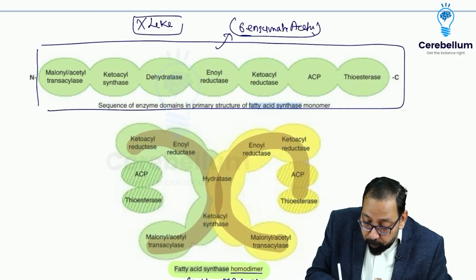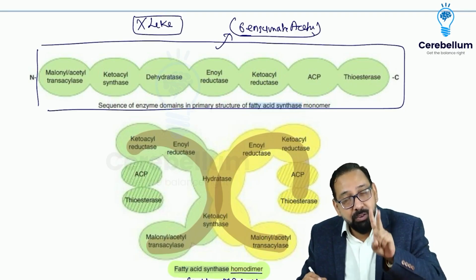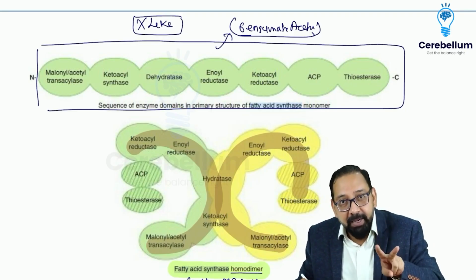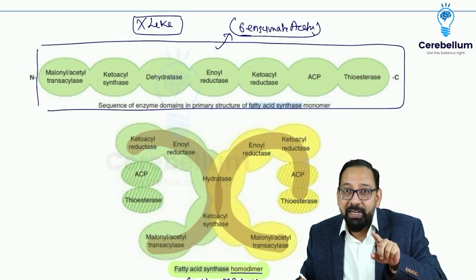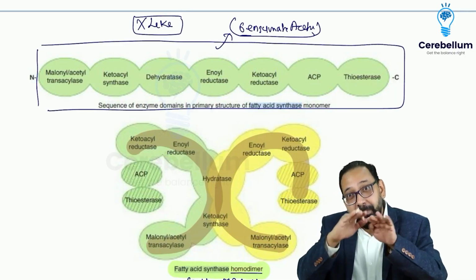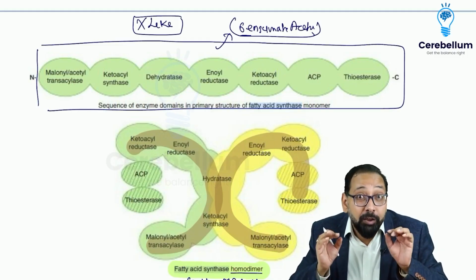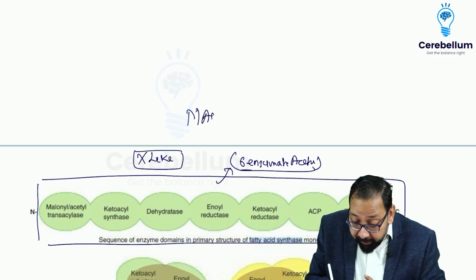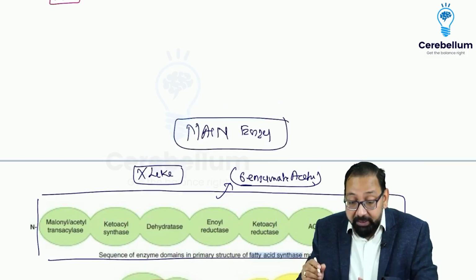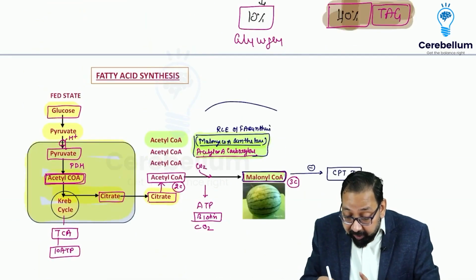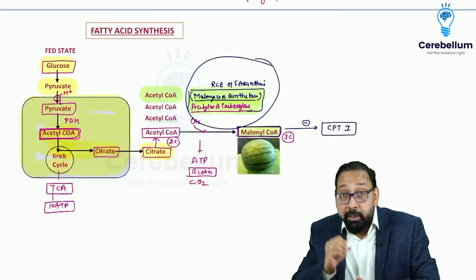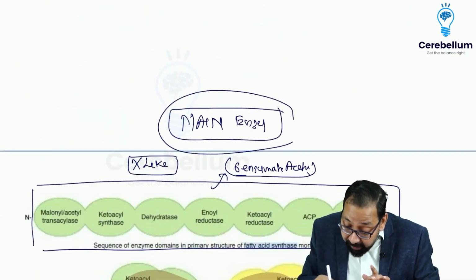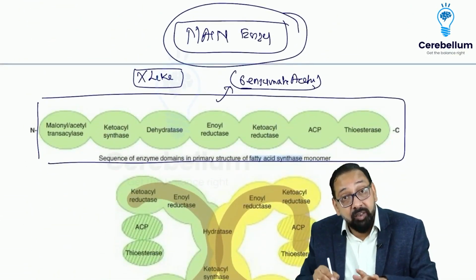So, questions on the fatty acid synthase complex. It is a dimer, it is a multi-enzyme complex, each monomeric unit has 6 enzymes, and the shape is X. And this is the main enzyme. Point it out, I write here main enzyme. If the question asks what is the rate limiting enzyme of fatty acid synthesis, then that is the rate limiting enzyme. But if they ask what is the main enzyme, then it is the fatty acid synthase complex.